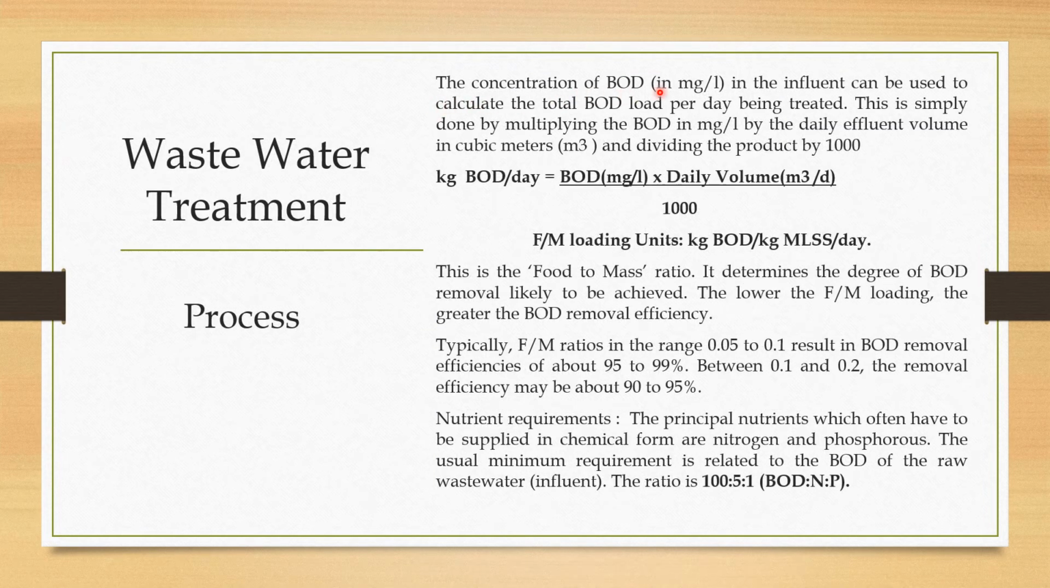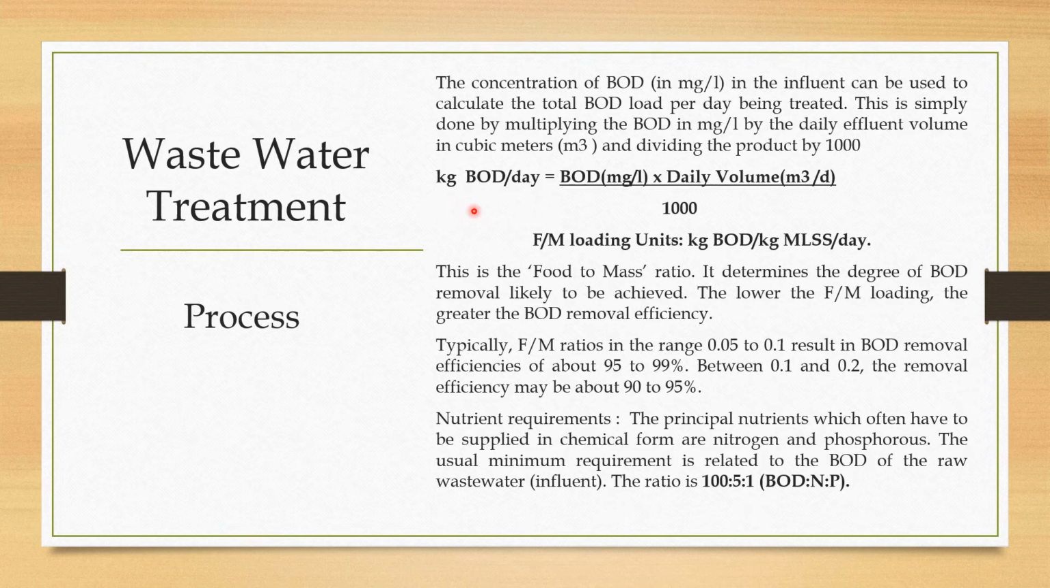The concentration of BOD in milligram per liter in the influent can be used to calculate the total BOD load per day being treated. It is simply done by multiplying the biochemical oxygen demand in milligram per liter by the daily effluent volume in cubic meters and dividing the product by 1000. kg BOD per day is equal to BOD in milligram per liter times daily volume in cubic meters per day divided by 1000. This is the load of the influent.